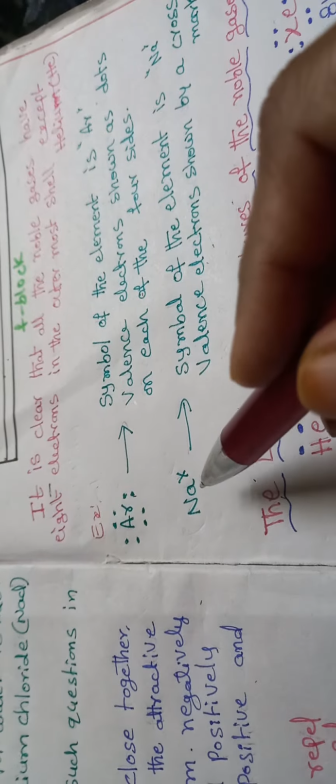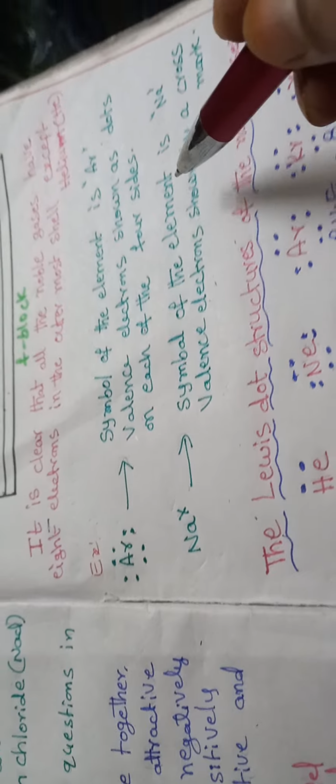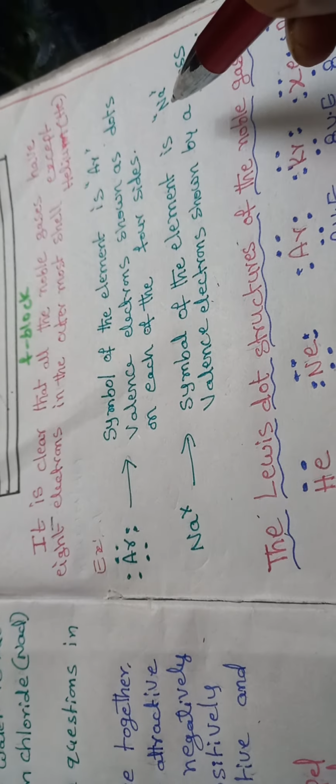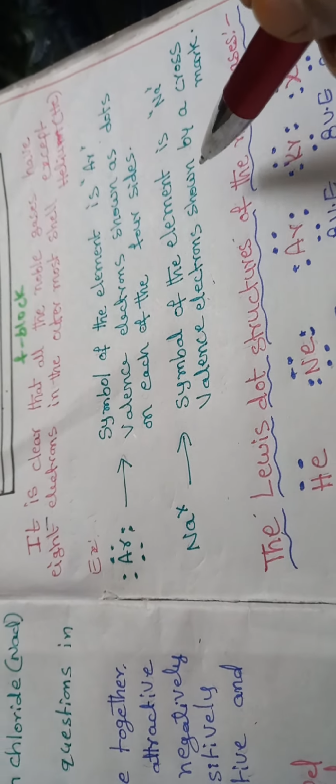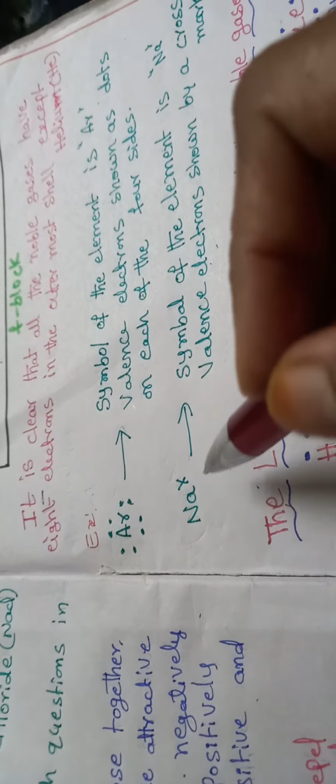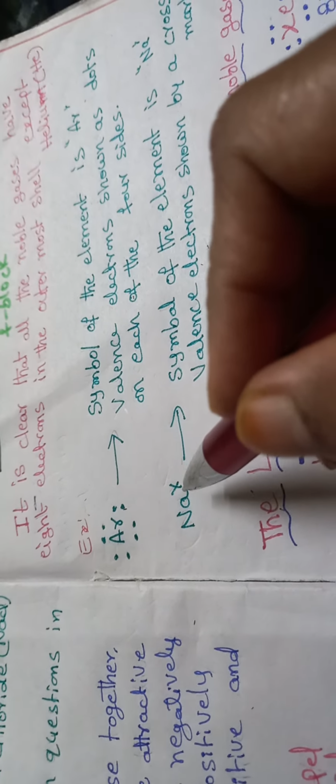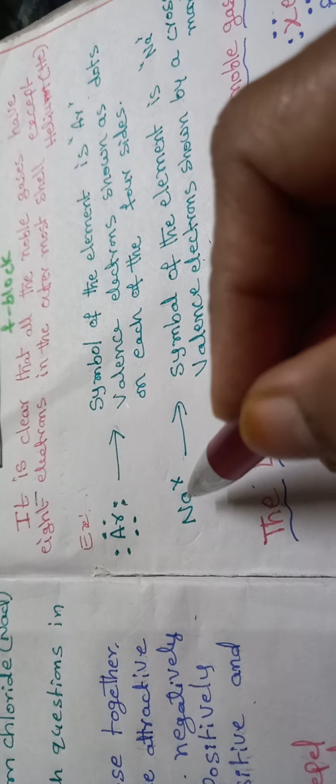Next example, sodium. The symbol of the element is Na. Valency electrons can be shown by a cross mark, so here we can see the cross mark above the sodium symbol.